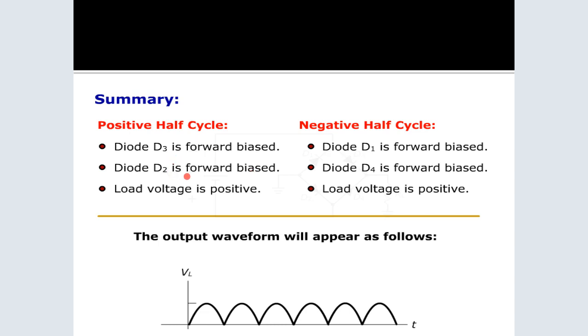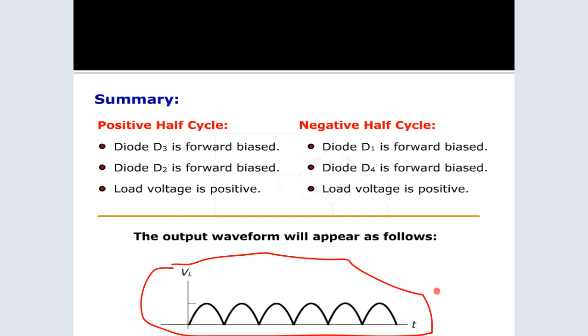So when D3 is forward biased on the positive, D1 is reverse biased, and D1 will take the negative half cycle. Same happens to D2 and D4. And the final output is a continuous full DC outcome.